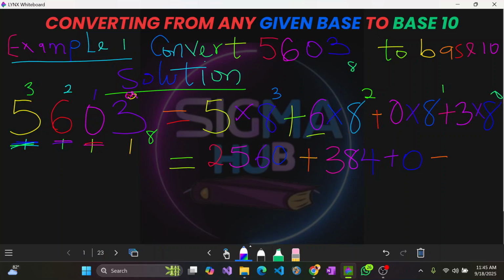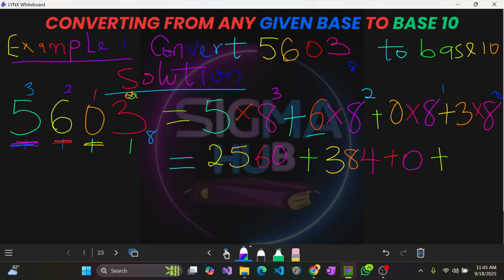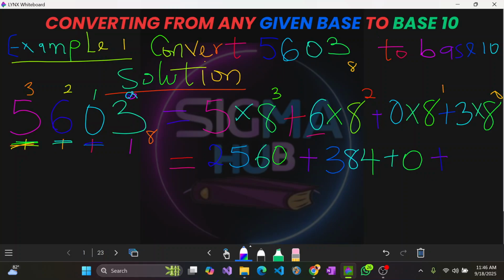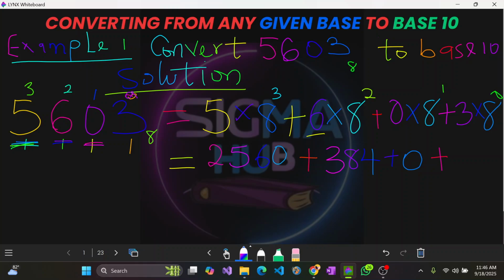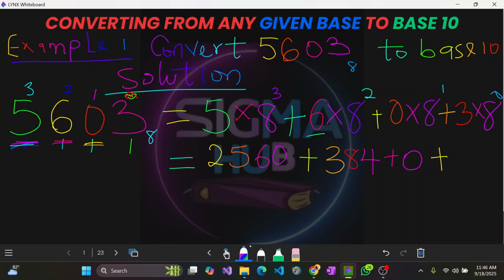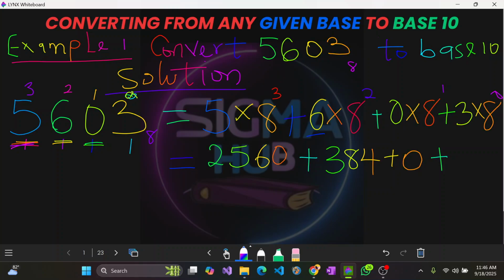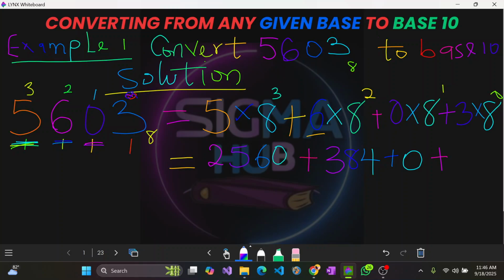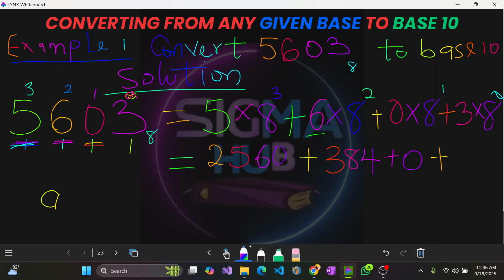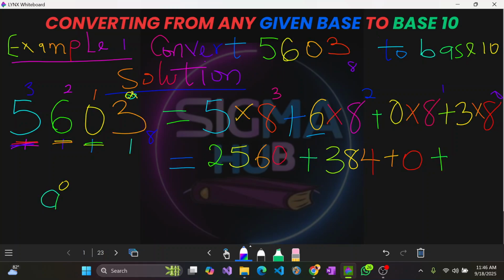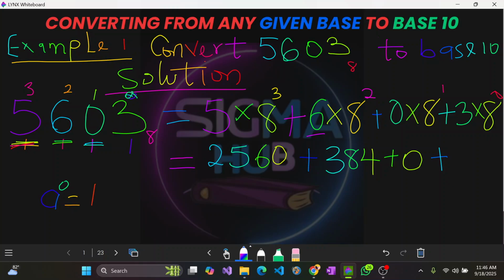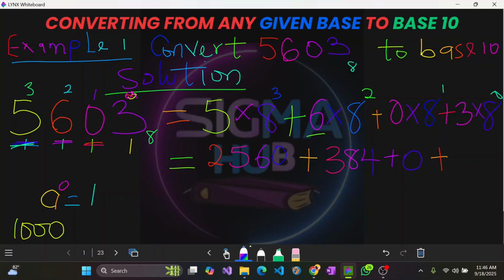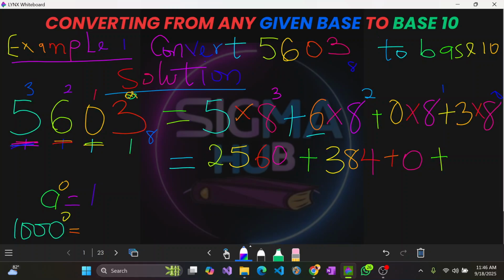And lastly, we have 8 raised to the power of 0. Now, let me quickly tell you this. Any number raised to the power of 0 is going to give you 1. If you have 100 raised to the power of 0, the answer is 1. Even if it is a letter, A, raised to the power of 0, the answer is still 1. If you have 1000 raised to the power of 0, the answer is 1.